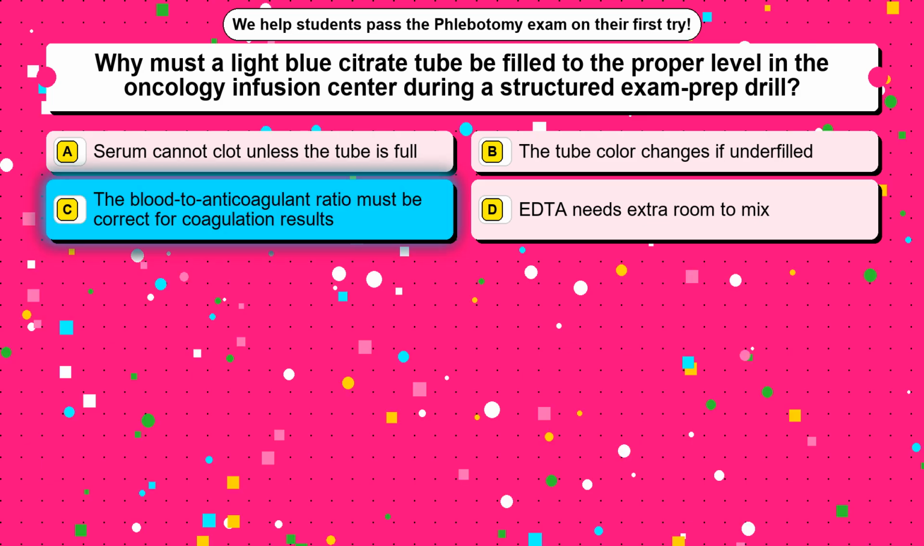The correct answer is option C. The blood to anticoagulant ratio must be correct for coagulation results.